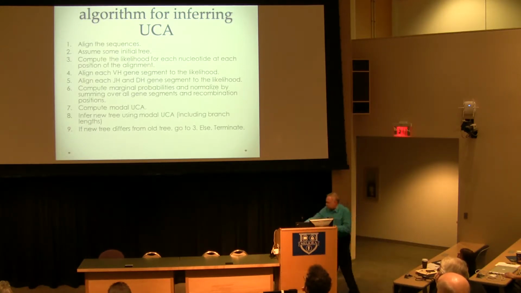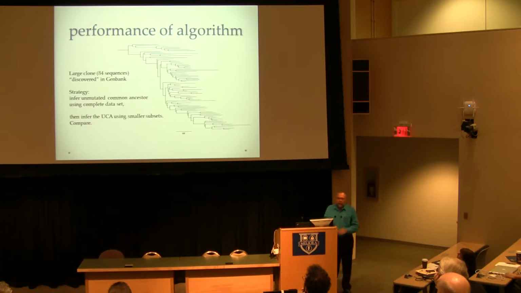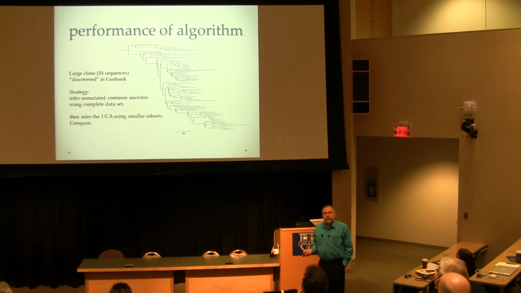So using this, we can infer the unmutated ancestor. So let's look at the performance of the algorithm. How well does it actually work?